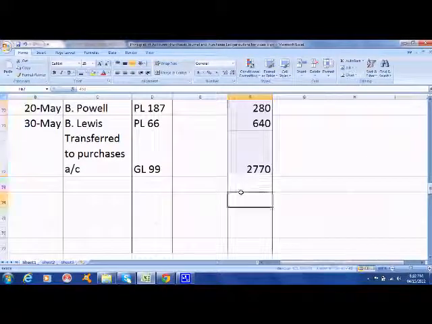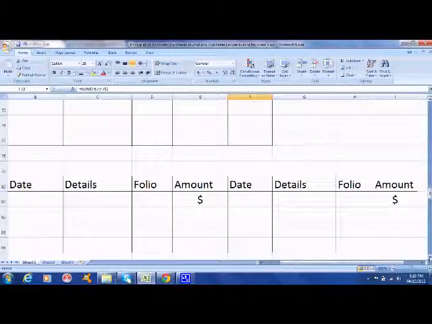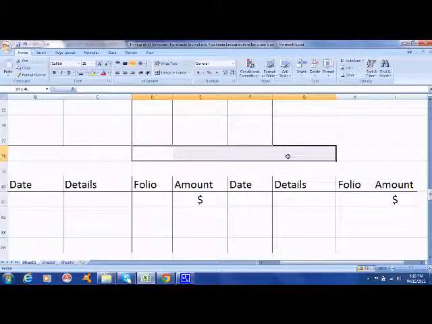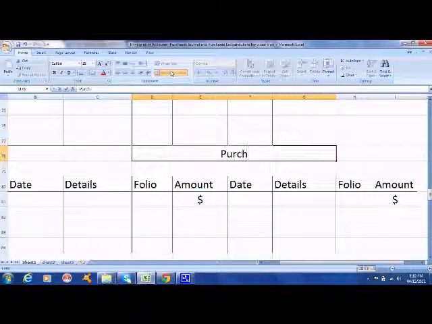Let's see, it is 2,770. There's a figure for that one. Now, friends, we're going to look at doing the purchases ledger. We're going to complete the purchase ledger at this time. So let's go into the purchase ledger, friends.